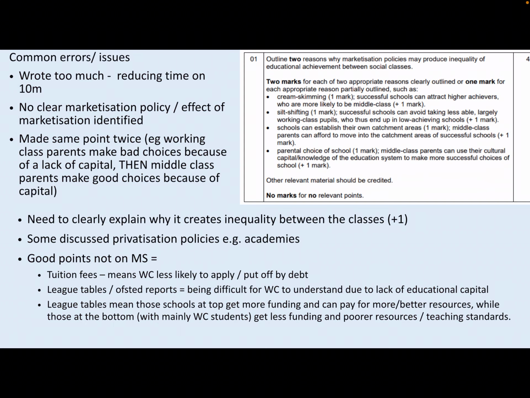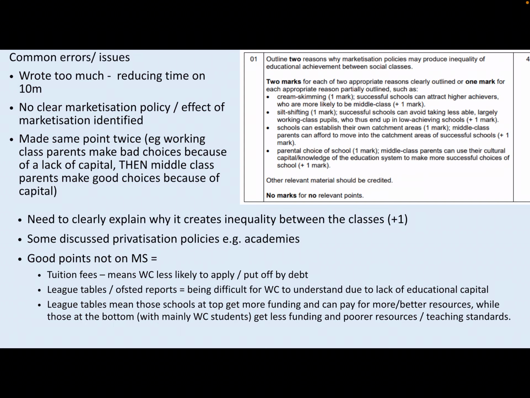So common errors here. Lots of you wrote far too much for this question, which reduced the amount of time you have for your 10 marker. Other issues were that there wasn't really a clear marketisation policy or effect of marketisation identified. Some of you incorrectly talked about comprehensives, the tripartite system. They are not marketisation policies. Some of you did discuss, I've mentioned it below, privatisation policies, which include academies as well.